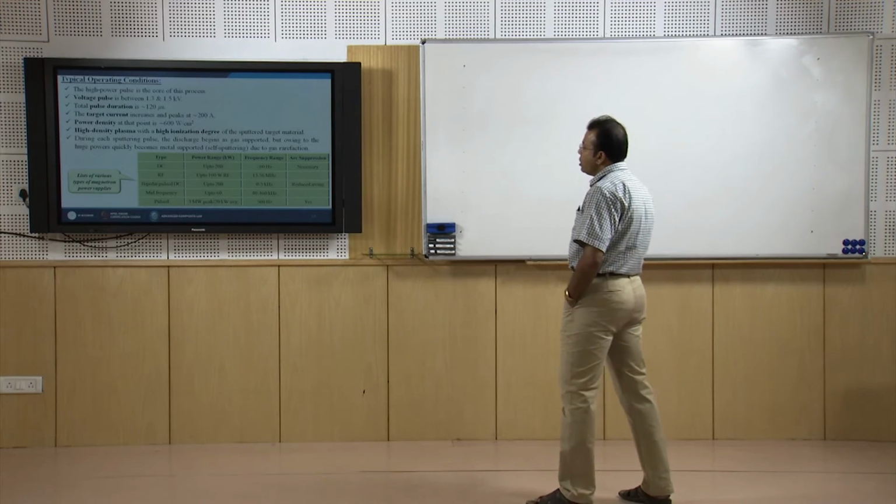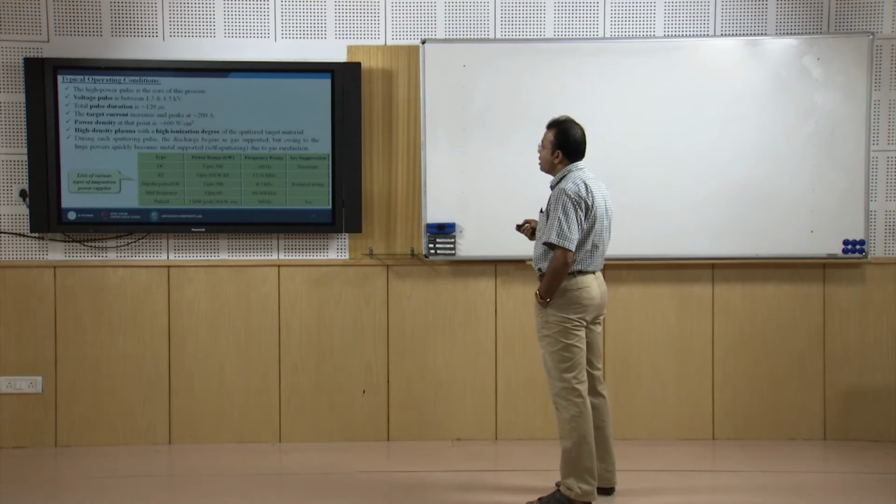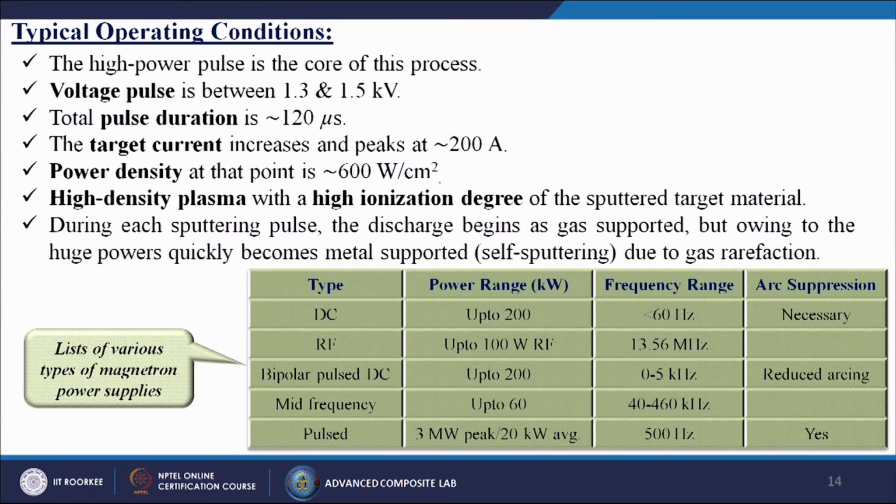Typical operating conditions: the high power pulse is the core of this process. Voltage pulse is between 1.3 to 1.5 kilovolt. Total pulse duration is generally up to 120 microseconds. The target current peaks at 200 ampere. Power density at that point is 600 watt per centimeter square. High density plasma with high ionization degree of the sputtered target material.